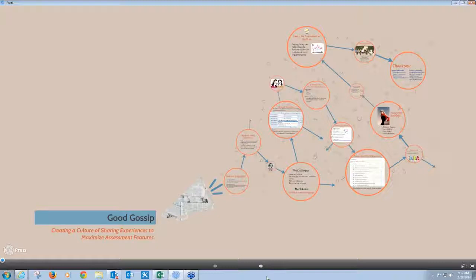And what we want to share with you today is how we, as power users within the same institution, work independently but in collaboration with each other so that we really get our bang for our buck when it comes to assessments and assessment features.